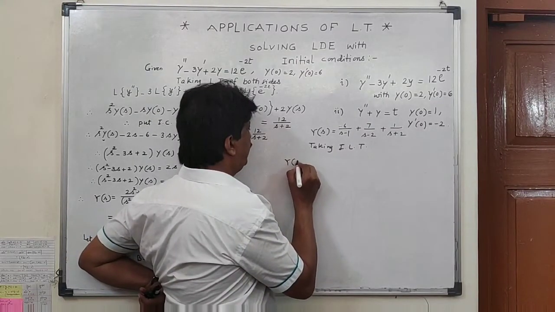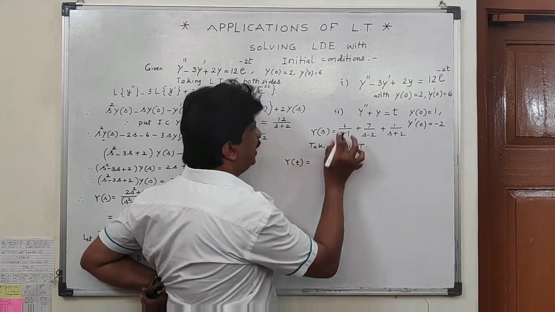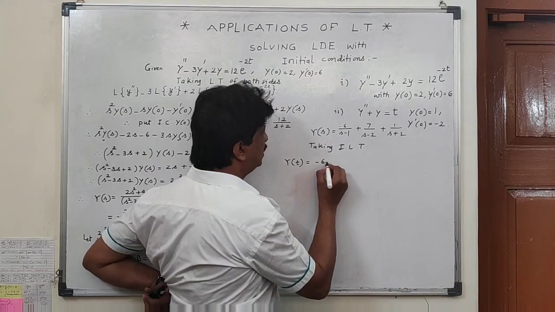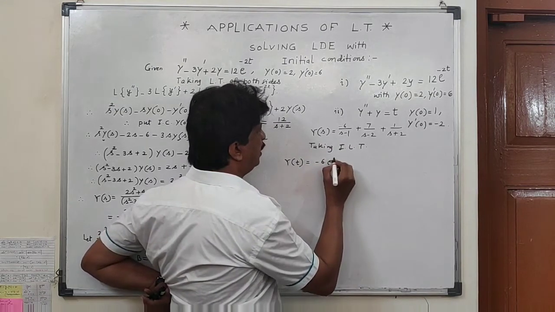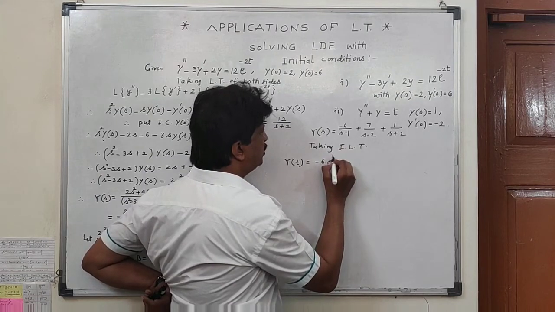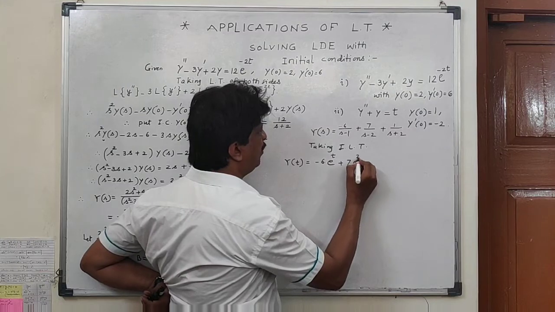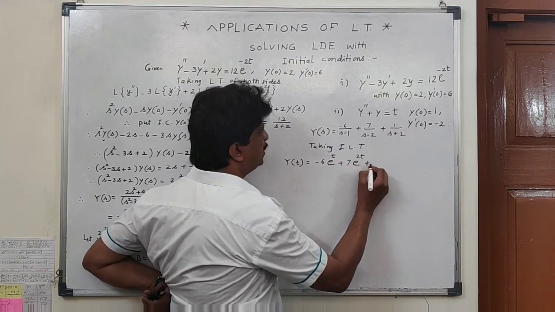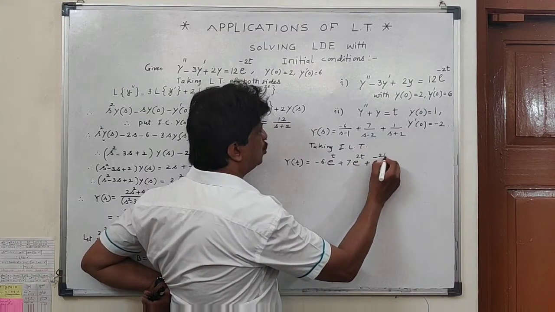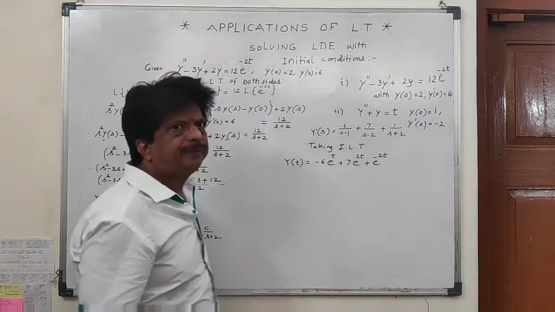y of t, y is a function of t. Its inverse is minus 6 e to the power t, plus 7 times e to the power 2t, plus e to the power minus 2t.